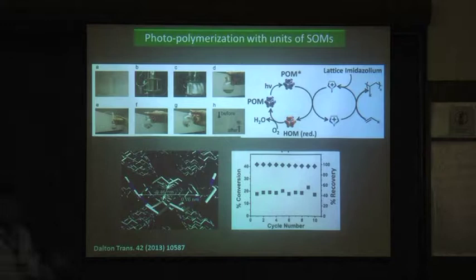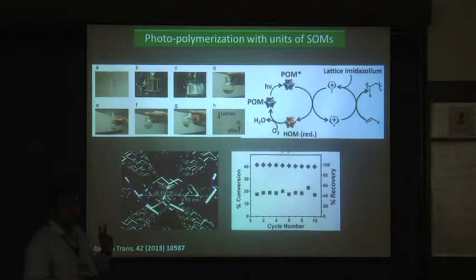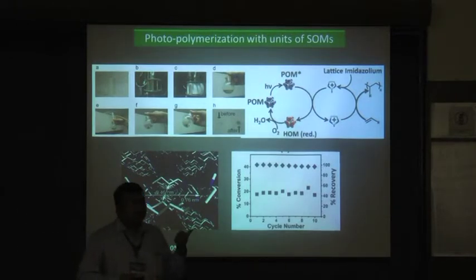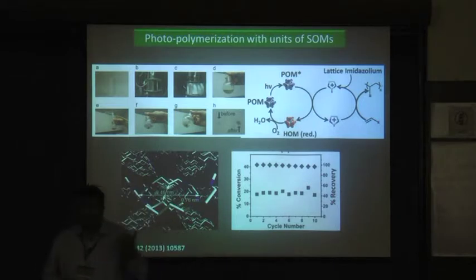Now, why did we choose it? We chose it because we could generate an imidazolium radical cation. This provides us with two options. Number one, cationic polymerization. Number two, free radical polymerization. So, these are the two options that we can have using this counter ion.